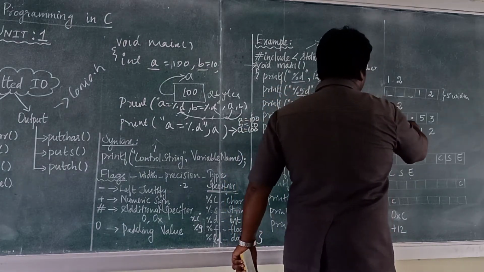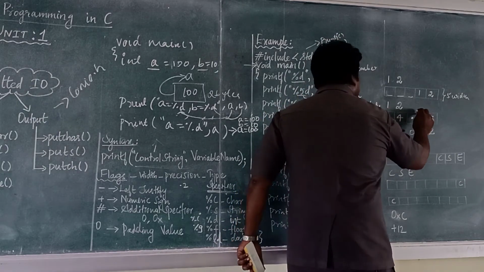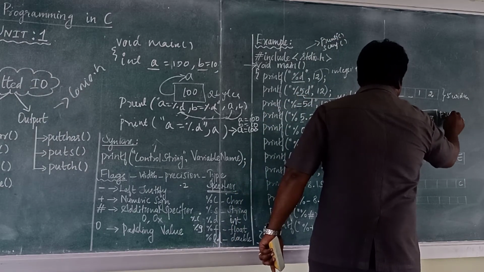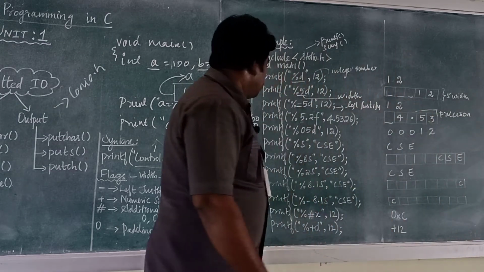Then 4.53. So your width is 5. After the point, this is precision. This is the precision value. Okay.